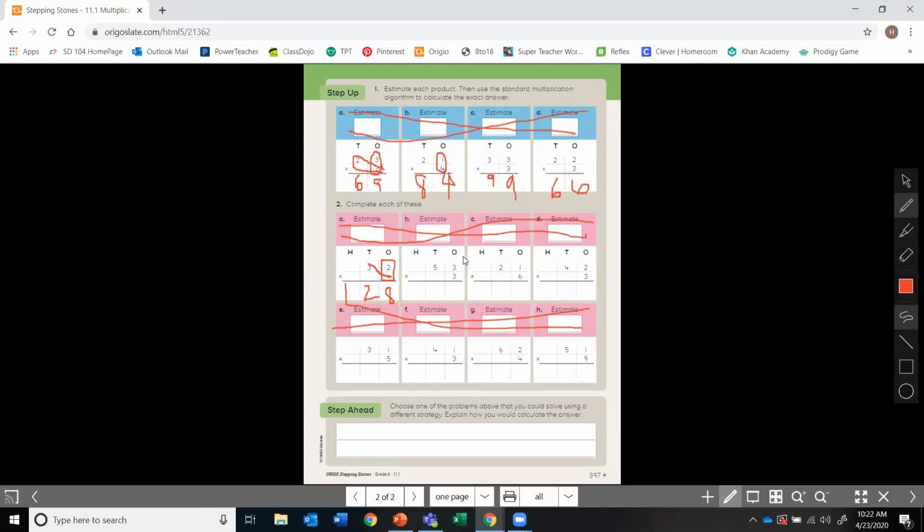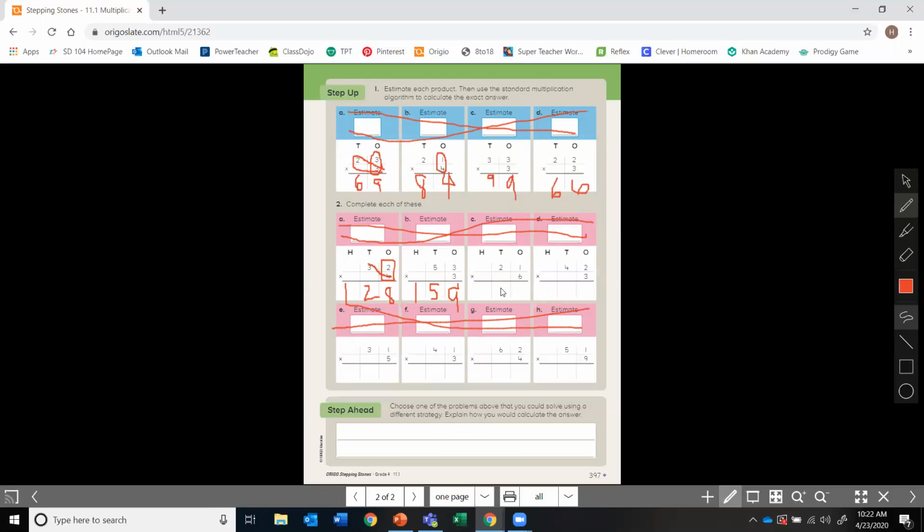Okay, let's try letter B. 3 times 3 is 9. This is why I said it's important you know your multiplication facts. 5 times 3 is 15. Okay, 159 is my final answer.